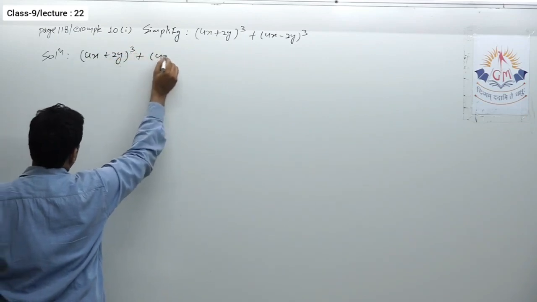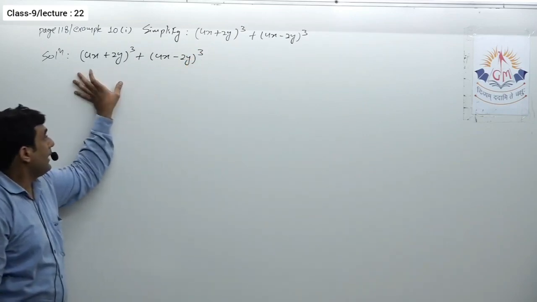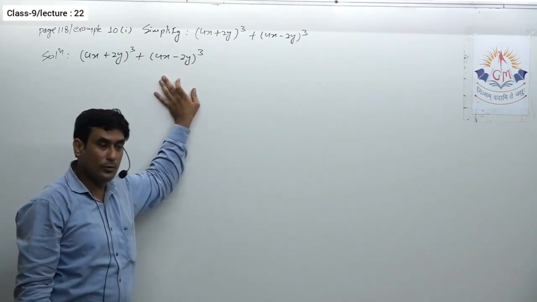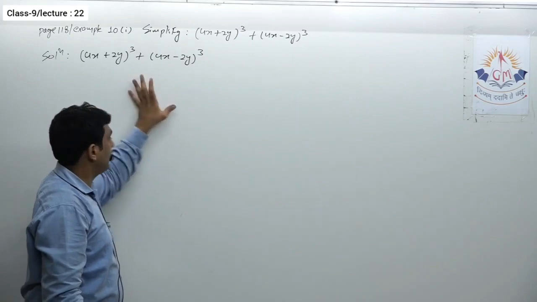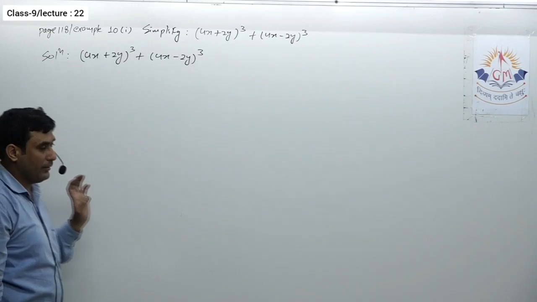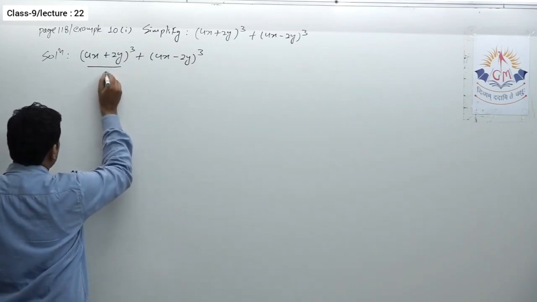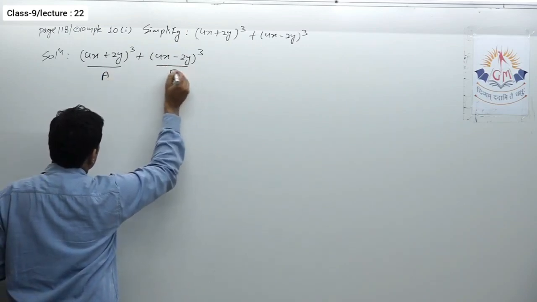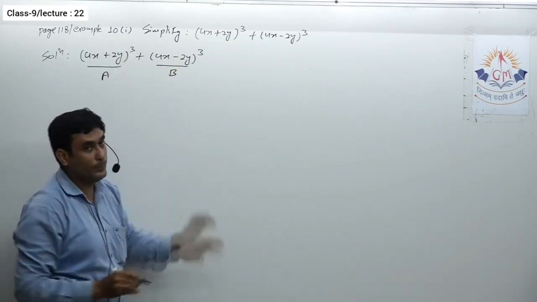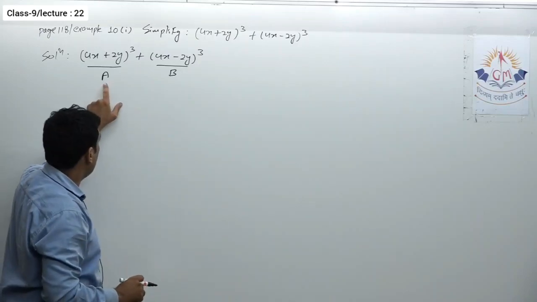See, there are two ways to simplify this. The one way, that here I apply the identity of a plus b whole cube, and over here I apply the identity of a minus b whole cube, and then I'll take the like terms all together, and then by simplification we'll get the final answer. This is the one way. Another way, if I consider this complete expression as a and this complete expression as b, and simply I apply the identity of a cube plus b cube. Both ways are correct, so here I will go with a cube plus b cube.